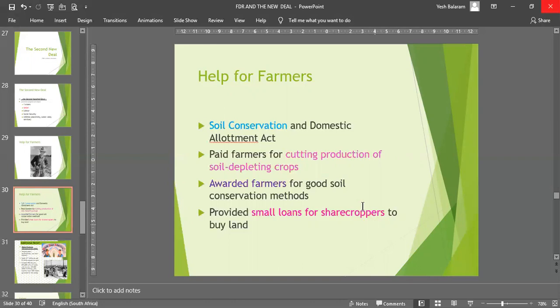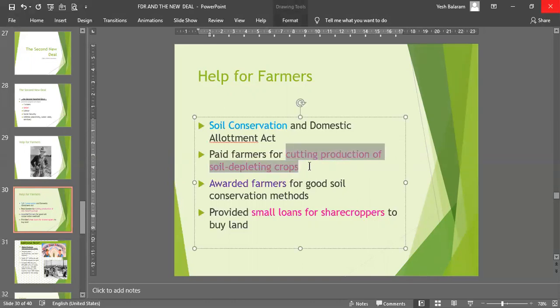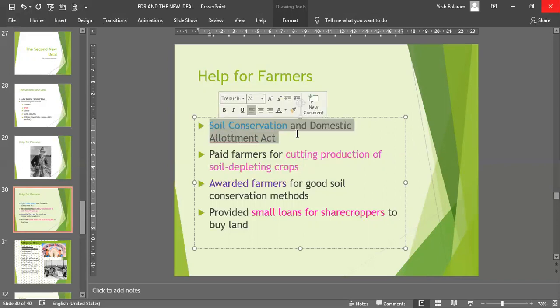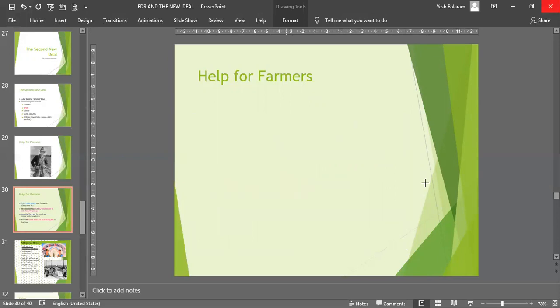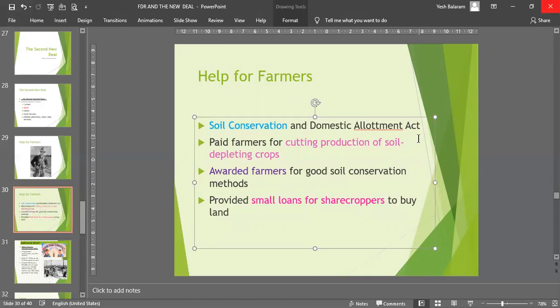But the second reason for cutting production was, if you look at this second point indicated here, he wanted them to stop producing soil depleting crops. Now, what are soil depleting crops? Those crops that deprive the soil of its nourishment because the same crop has been produced in the area year after year. And this fell under a law that was passed known as the Soil Conservation and Domestic Allotment Act. So he made provision. To allot means to make provision for, to give. So he provided for the farmers in terms of this law.